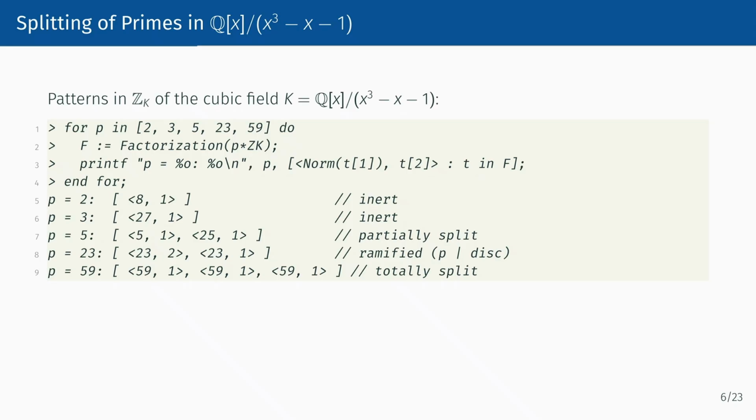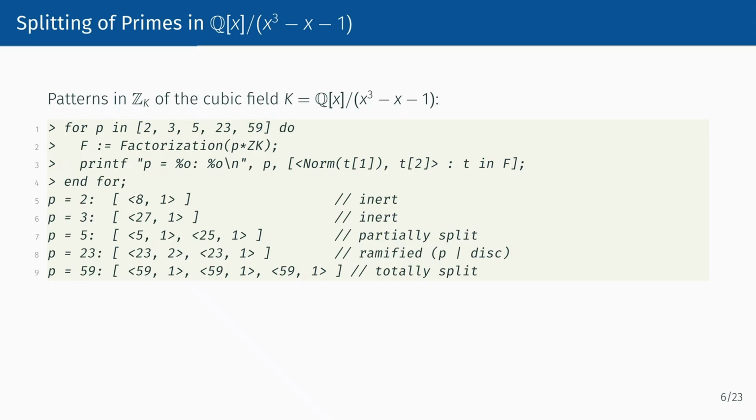So, say in the first case, where you see p equals 2, there's only one prime. So it means that the ideal generated by 2 is just a prime ideal, and the factorization just includes this one prime, and this prime has norm 8. That's like 2 cubed. That makes sense because the extension is of degree 3. And similarly, the same thing happens for the prime 3.